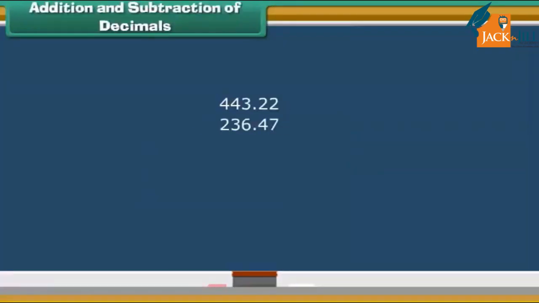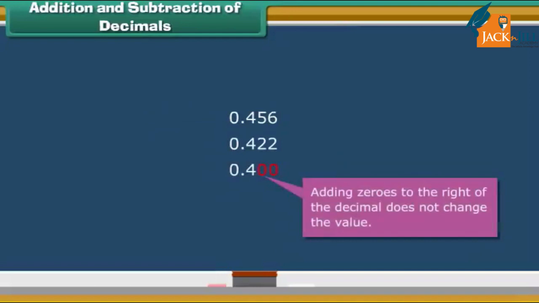Decimals are easy to add or subtract just like whole numbers. For this purpose, you have to line up the decimals first. See, it's easy. Also, decimal numbers are easier to compare, just by adding zeros at the end of the shorter number to make the numbers the same length. And you can tell right away which number is bigger. Remember, adding zeros to the right of the decimal does not change the value.